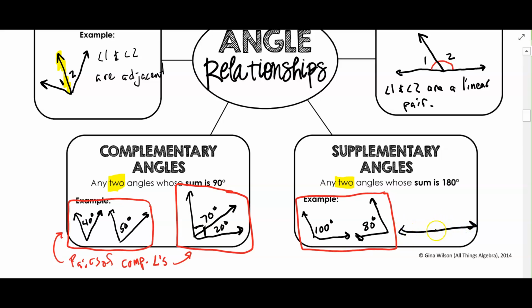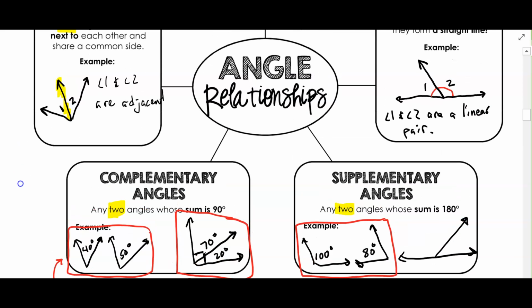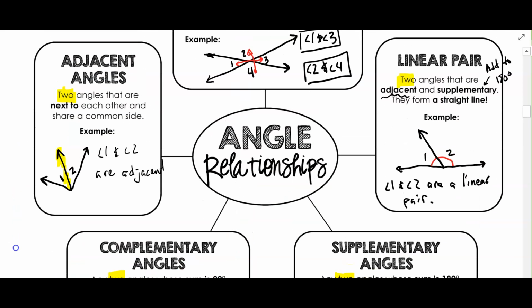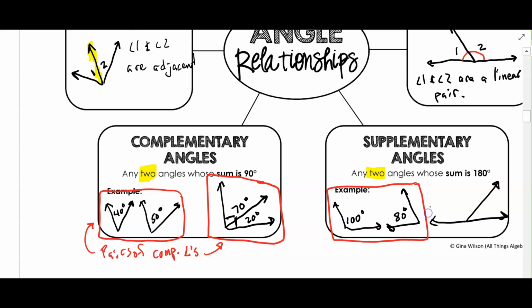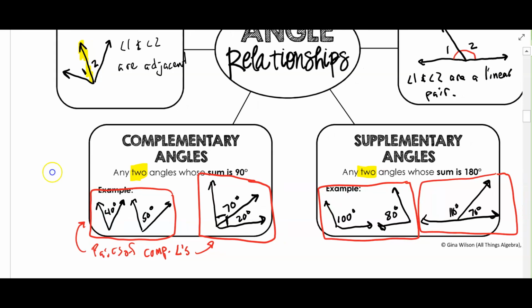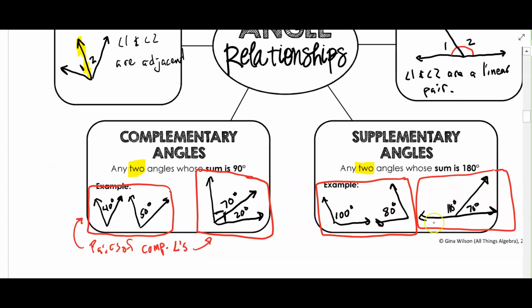If they're attached, then they're a special kind of supplementary angles. We call them a linear pair, like we did here. Linear pair. Okay, so this could be 110, and this could be 70 degrees, and then this is another pair of supplementary angles. So it can be attached, it doesn't have to be attached, they're both supplementary. If they're attached, then this is also a linear pair.